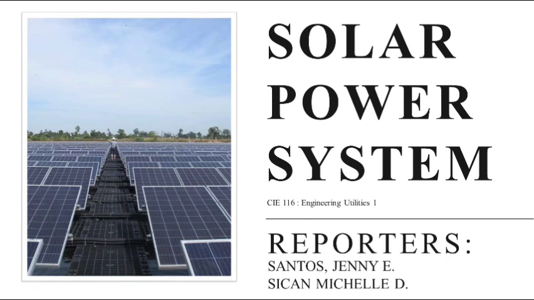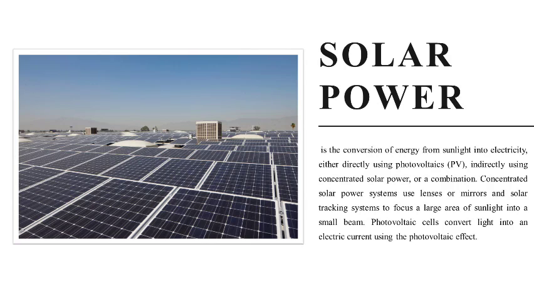I would like to discuss the solar power system. Solar power system is a conversion of energy from sunlight into electricity, either directly using photovoltaic or PV, indirectly using concentrated solar power, or a combination. Concentrated solar power systems use lenses or mirrors and solar tracking systems to focus a large area of sunlight into a small beam. Photovoltaic cells convert light into an electric current using the photovoltaic effect.